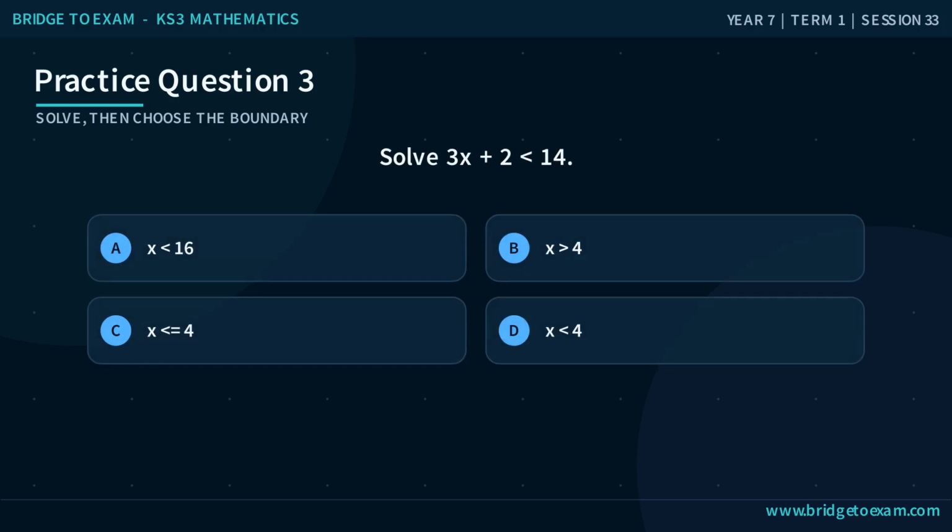Practice question 3. Solve 3x plus 2 is less than 14. Option A is x less than 16. Option B is x greater than 4. Option C is x less than or equal to 4. Option D is x less than 4. Pause, subtract 2, divide by 3, then choose the correct boundary.